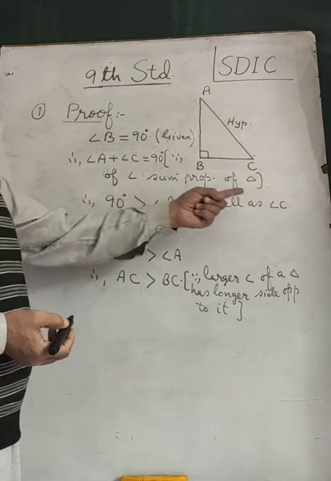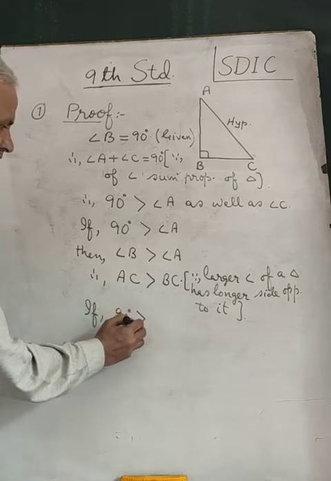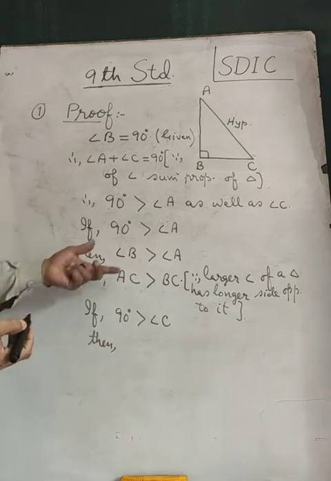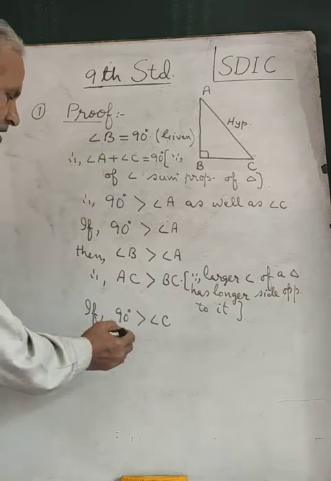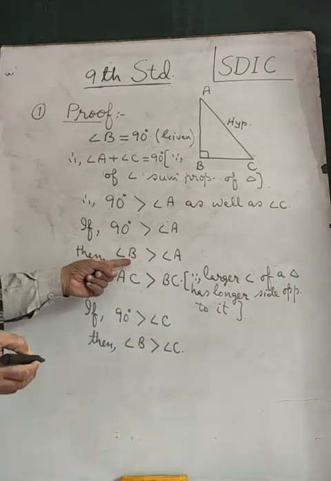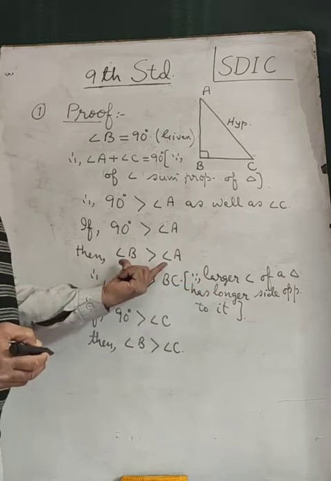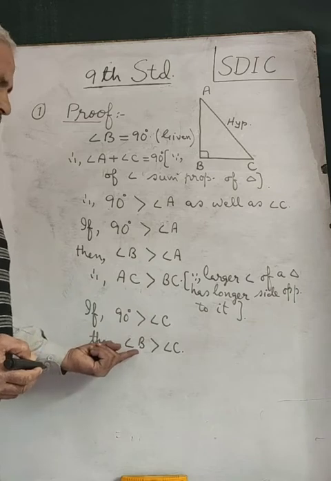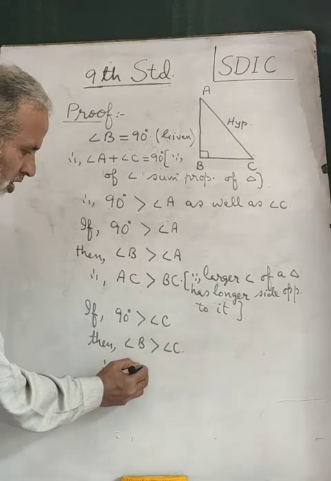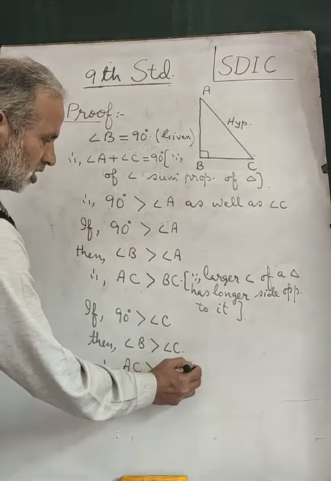Now I have 90 degrees also larger than angle C. If we use that part, if 90 degrees is larger than angle C, then the same procedure: again for 90 degrees we'll write angle B. It will become angle B is larger than angle C. Previously we had angle B larger than angle A, and we used the sides opposite to angle B and angle A. Now this time you have to use the sides opposite to angle B and angle C. Opposite to angle B is AC, which is larger than the side opposite to angle C, which is AB. So you have AC is larger than AB. The reason is the same.